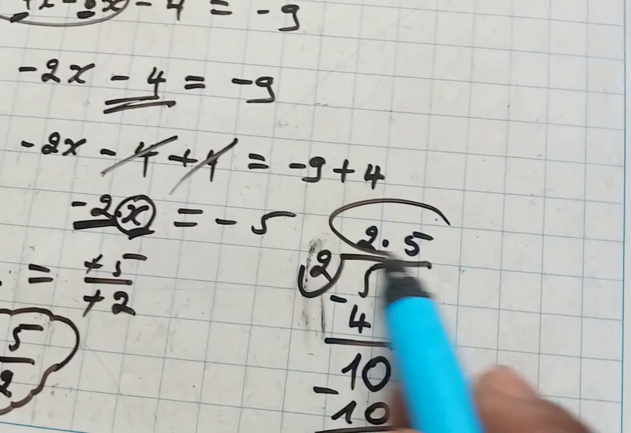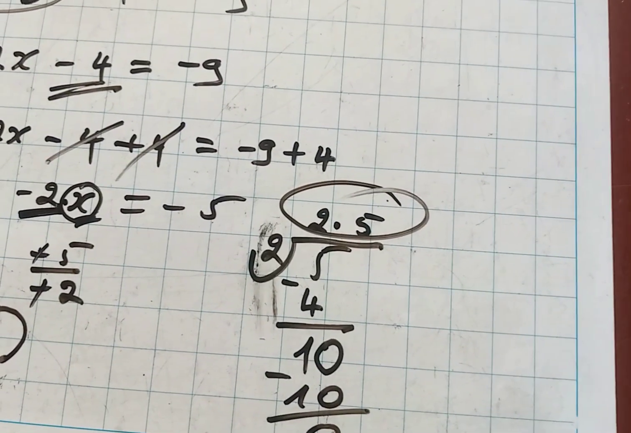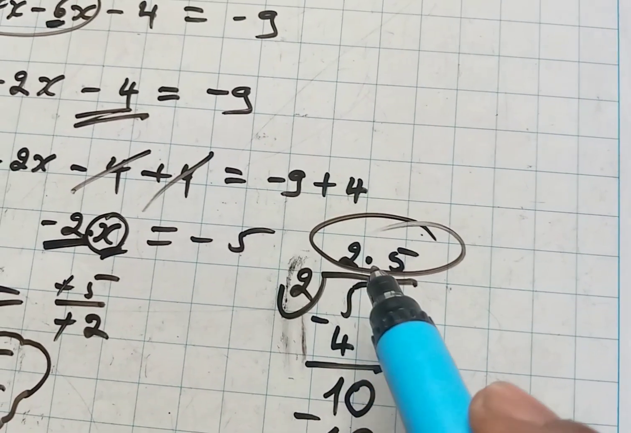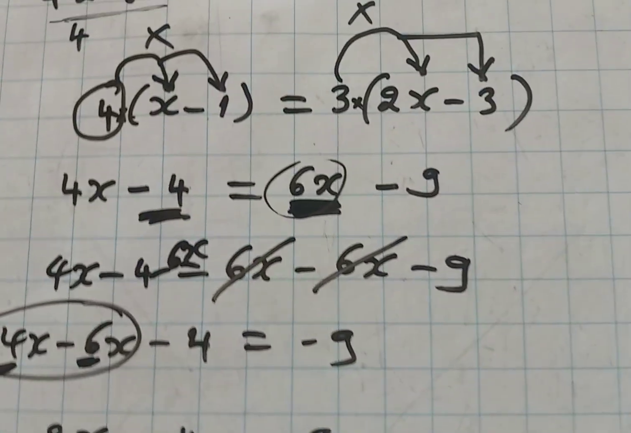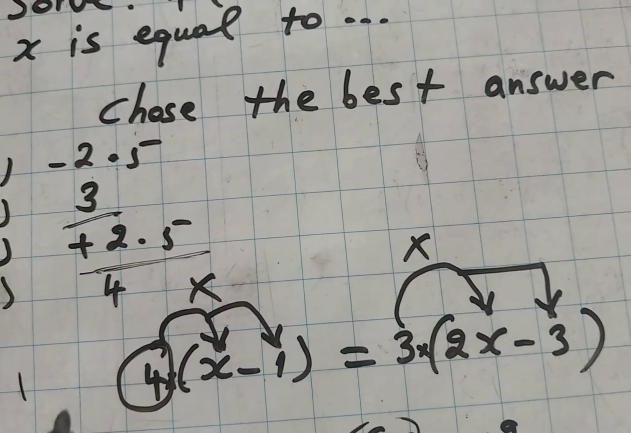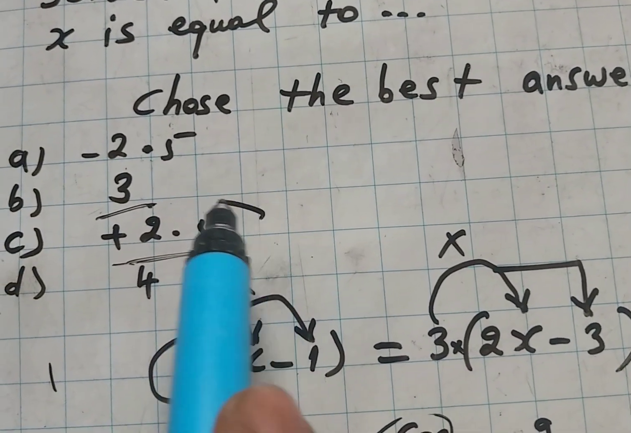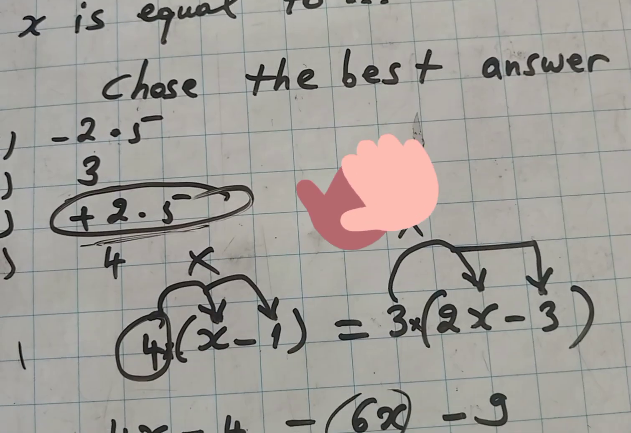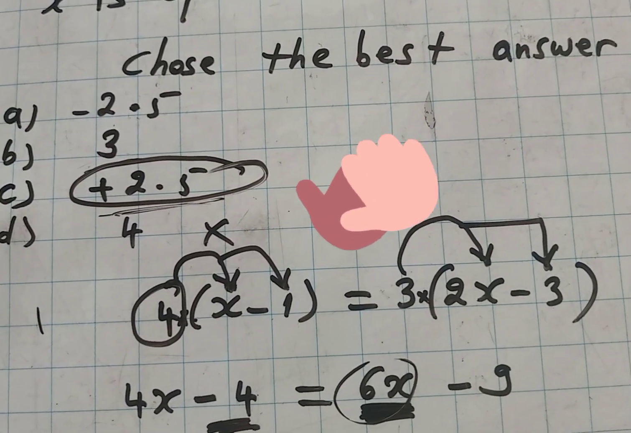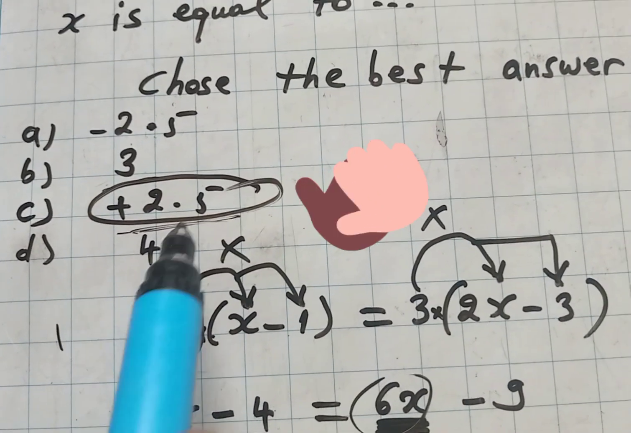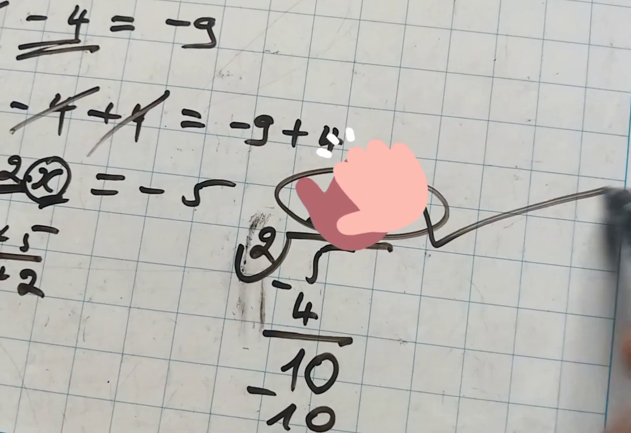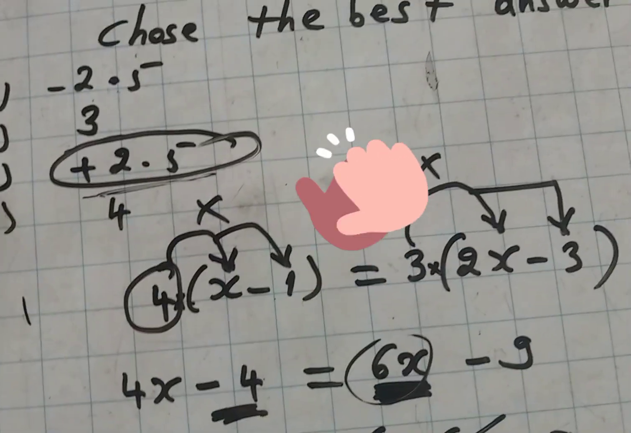Now 5 divided by 2 is equal to 2.5. And from the list, to choose the best answer, here we have positive 2.5. And it is the same as the one we got here.